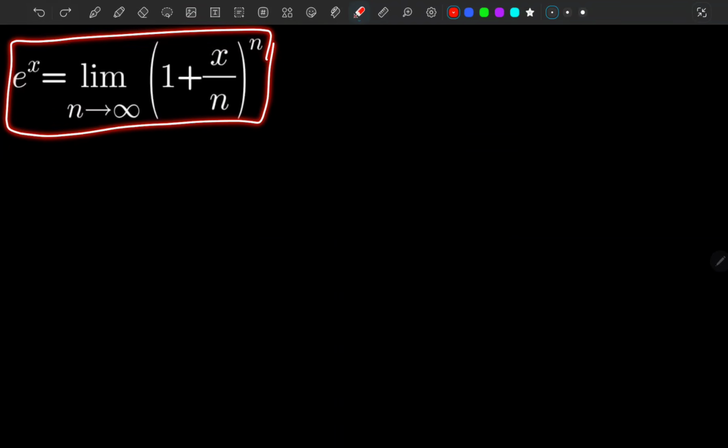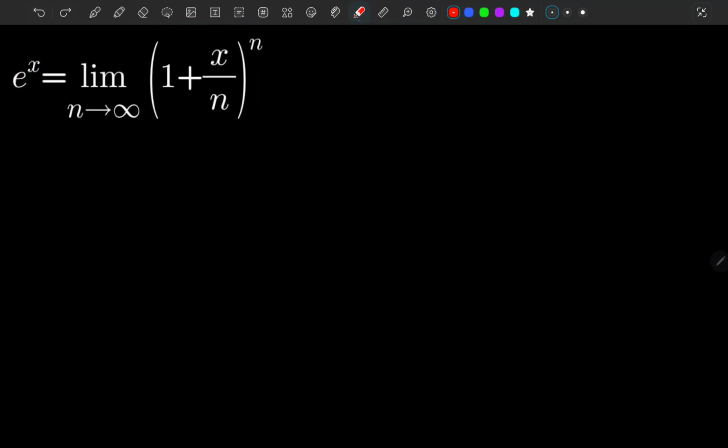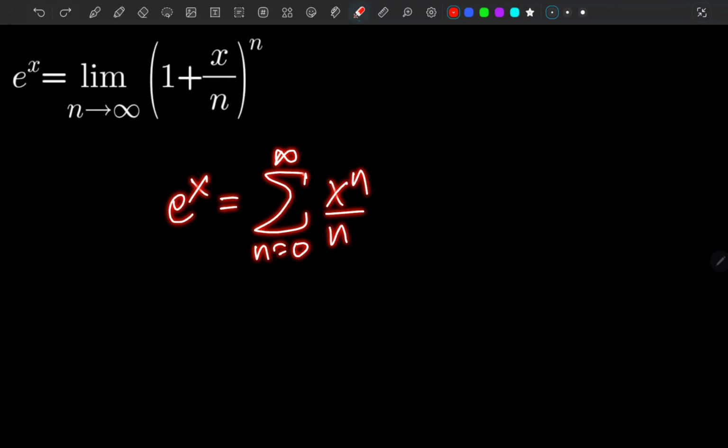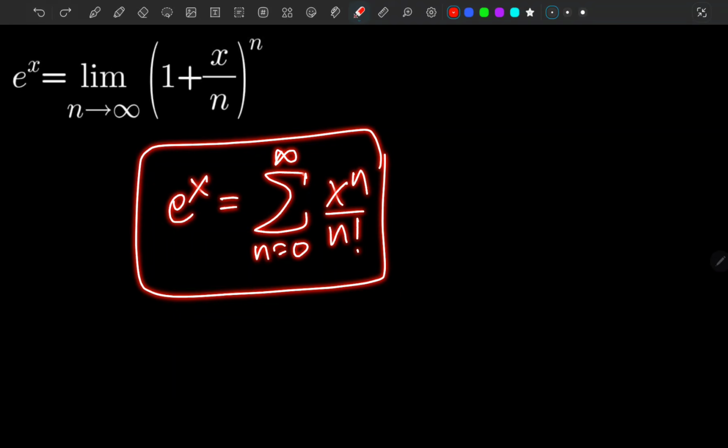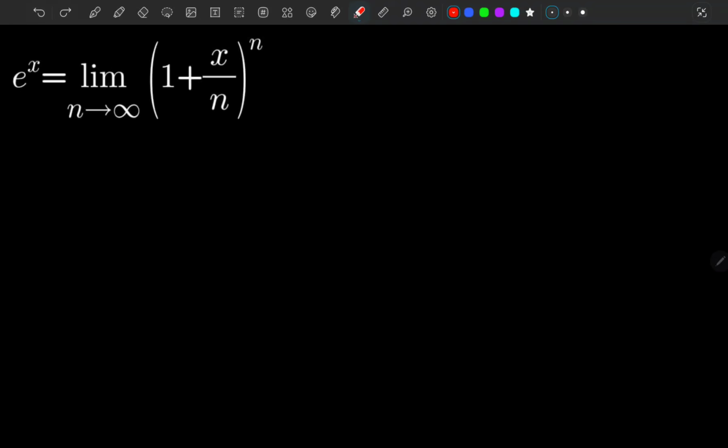We are going to talk about the proof of this amazing result, or relation, or representation of e to the x. Similarly, we know about the Taylor expansion of e to the x, right? That is this one. We will talk about the proof of that later on, but for now let's consider this one.